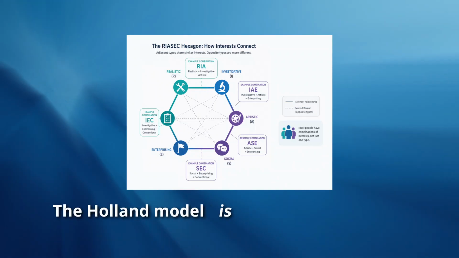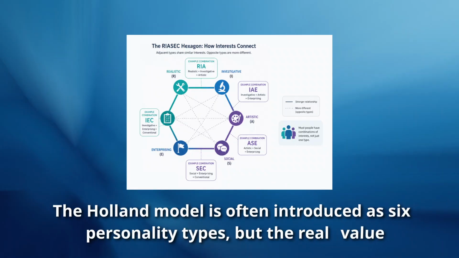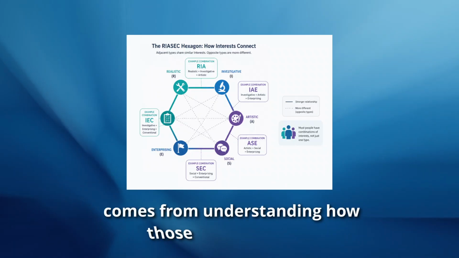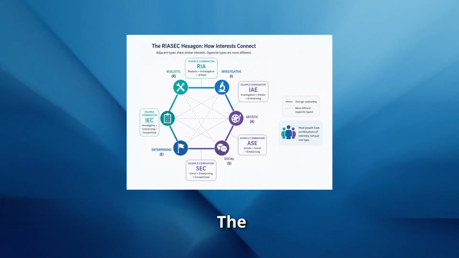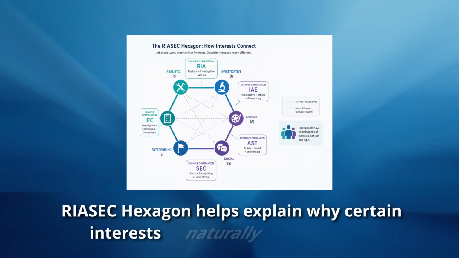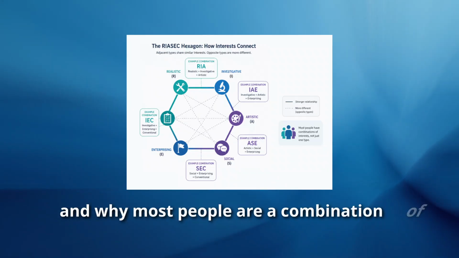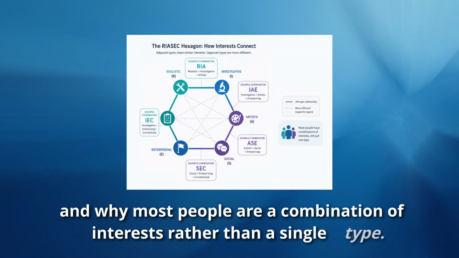The Holland model is often introduced as 6 personality types, but the real value comes from understanding how those types interact. The RIASEC Hexagon helps explain why certain interests naturally cluster together and why most people are a combination of interests rather than a single type.